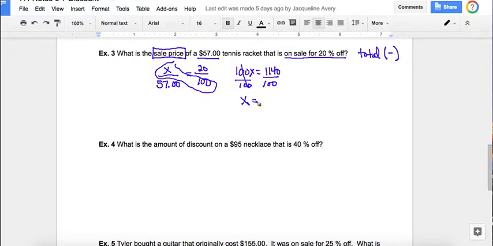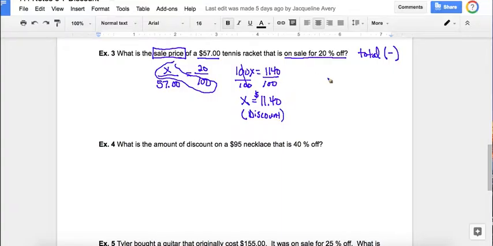That gives you a 1 in disguise. And we get $11.40. Now, that is not my final price. That is just the discount. Okay, so let's write that here. That is just the discount.